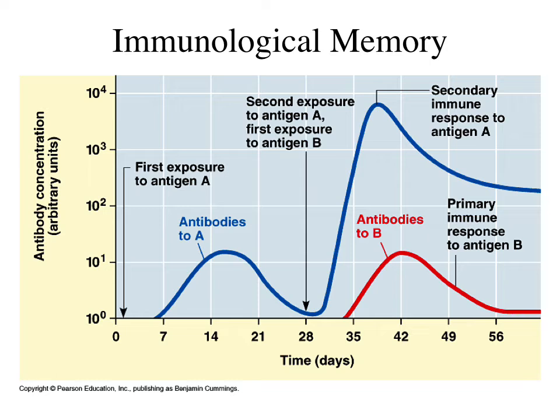Now, if you look at this chart, look at the red line. That's antibodies to B. So at day 0, you're exposed to antigen A. Then 30 days out, you're exposed to antigen B. Notice that the shape of the graph in the response of antibody concentration to antigen B is the same as the original response was to antigen A, because antigen A and antigen B are not related, so the memory cells do not become involved in this reaction.